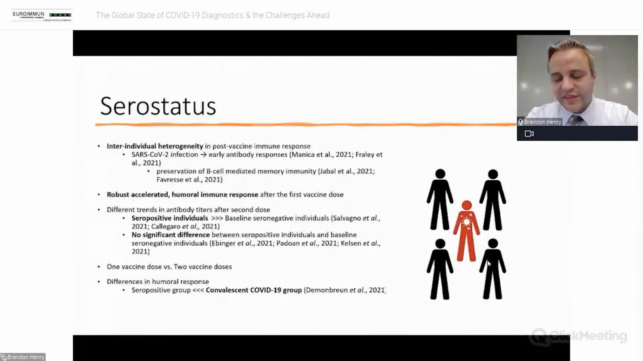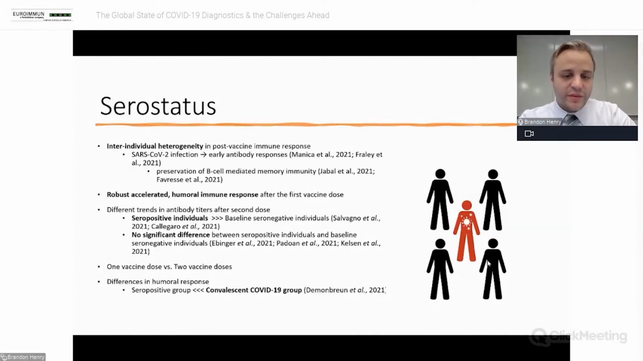Serostatus is an interesting one. When we say serostatus, we mean whether or not patients were previously infected with the virus before getting their first dose. And we found that there is significant individual heterogeneity in these patients. They tend to develop earlier antibody responses and have preservation of their B-cell mediated memory, likely contributing to these responses. But overall, seropositive people, who were previously infected, tend to have more robust, accelerated humoral immune responses after the first vaccine dose.